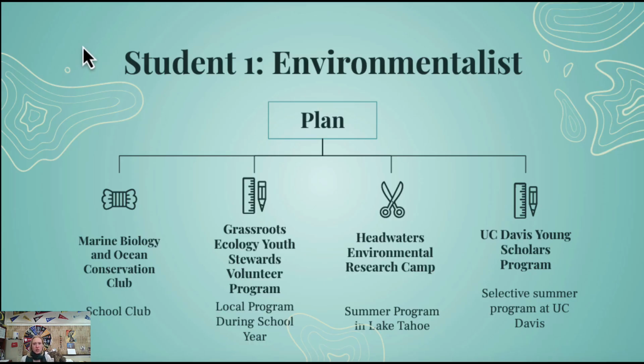All right, example 1, a student environmentalist. Here is a plan. I think of this as kind of a hybrid of a 4-year plan and a summer plan, because I'm highlighting specific summer programs.